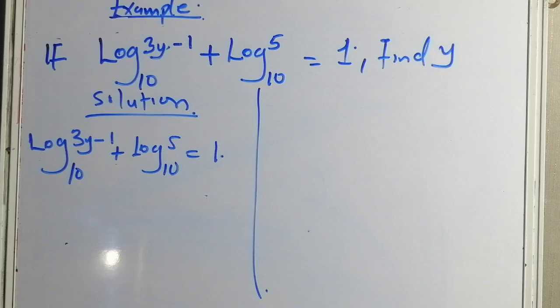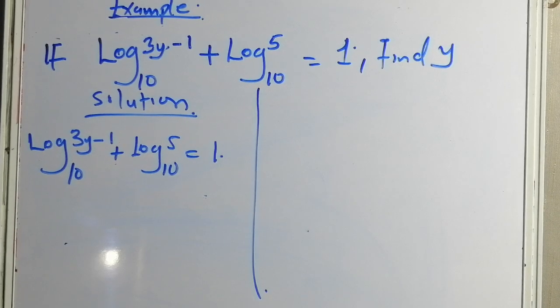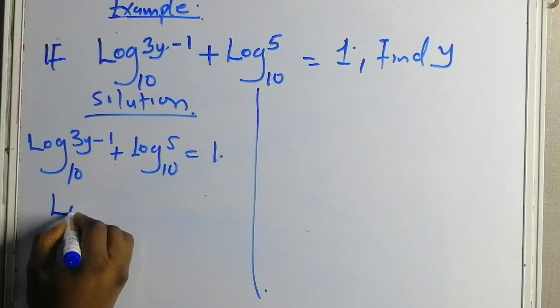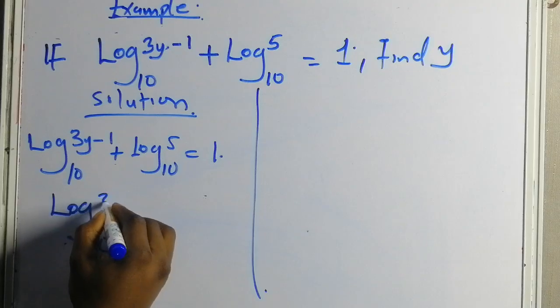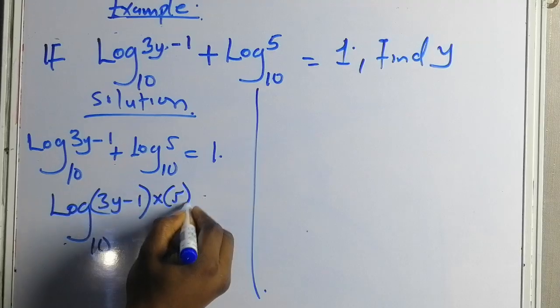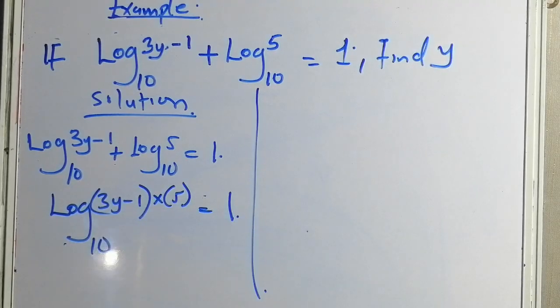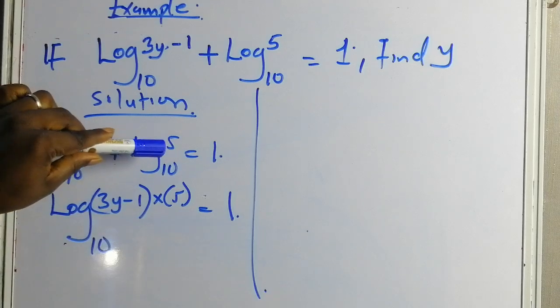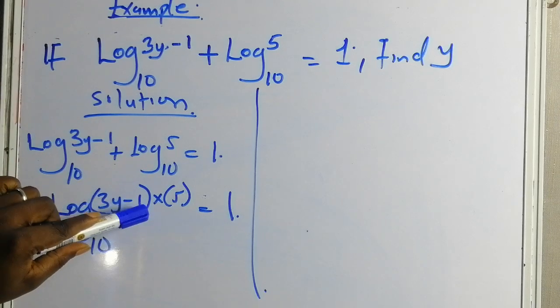Apply the law of logarithms, okay? So pick one base, log base 10, then what? You multiply the numbers. This is the same thing as saying log base 10 of 3y minus 1 times 5 equals 1. It's as simple as that. You see now? Straightforward. So I pick one log base 10, and I multiply the numbers, that's 3y minus 1 times 5.